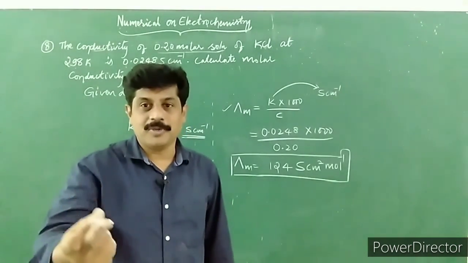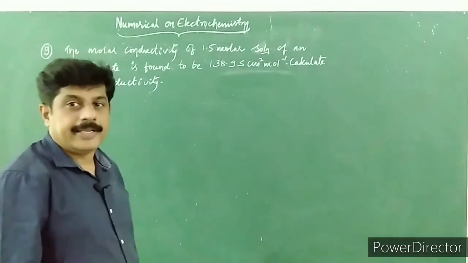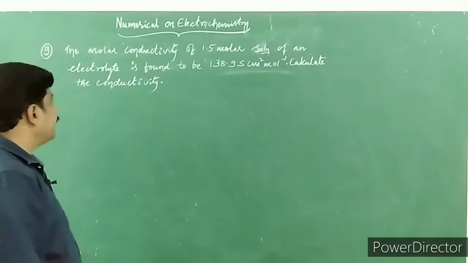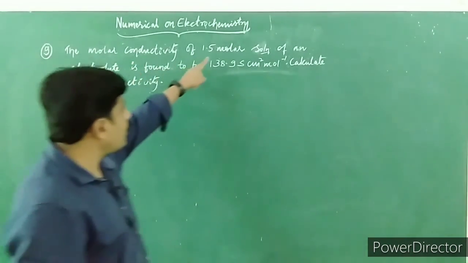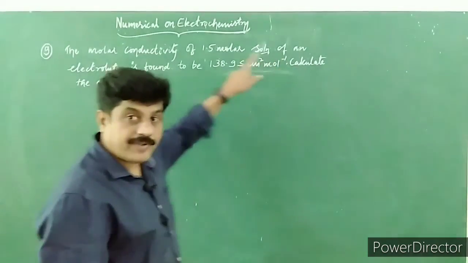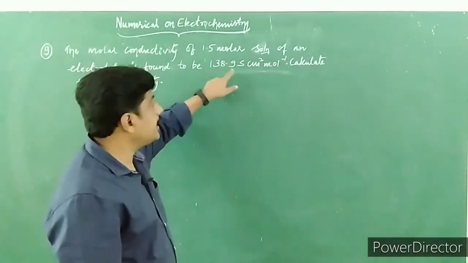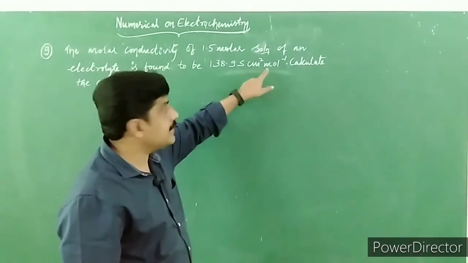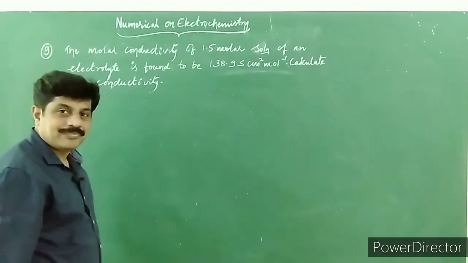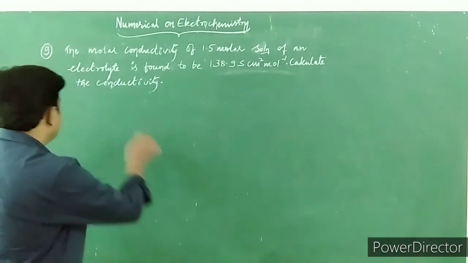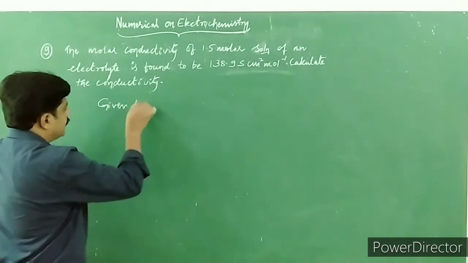Let me take up one more numerical on the same molar conductivity. Let me read out. The molar conductivity of 1.5 molar solution of an electrolyte is found to be 138.9 Siemens centimeter square per mole. Calculate the conductivity. Again, it is very simple, children. Let me solve this numerical for you. Given data.